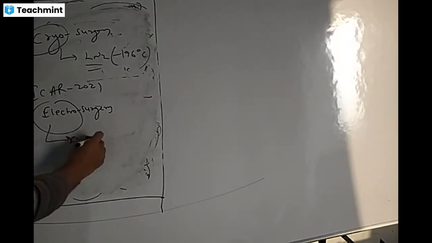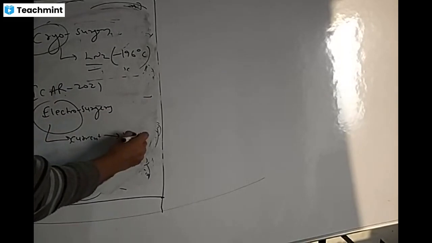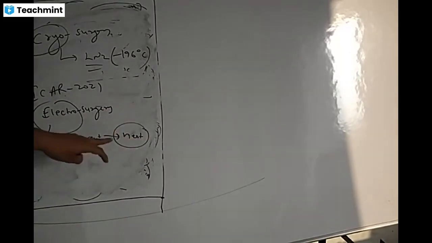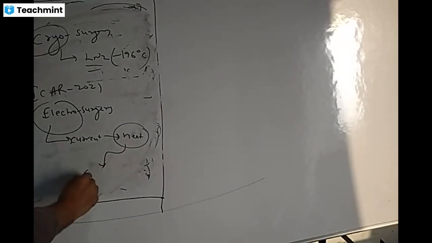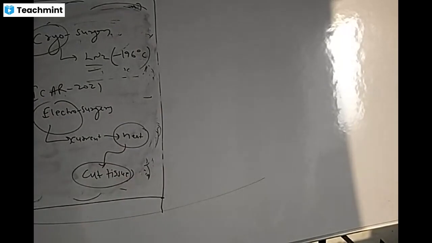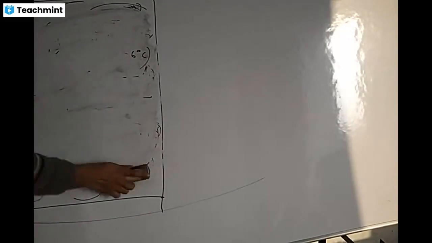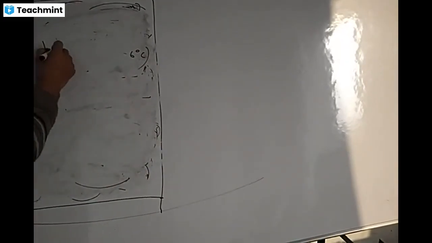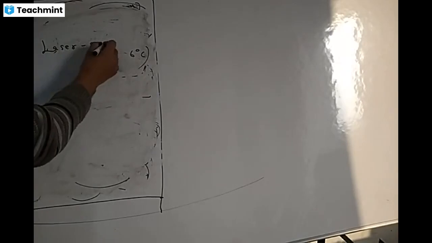Electrosurgery means the electric current is converted into heat, and with the help of this heat we cut the tissue. So this was the question. What is electrosurgery? Current is used to generate heat, and with this heat we cut the tissue. So cryo for liquid nitrogen, electro for current, and the next is your laser surgery.